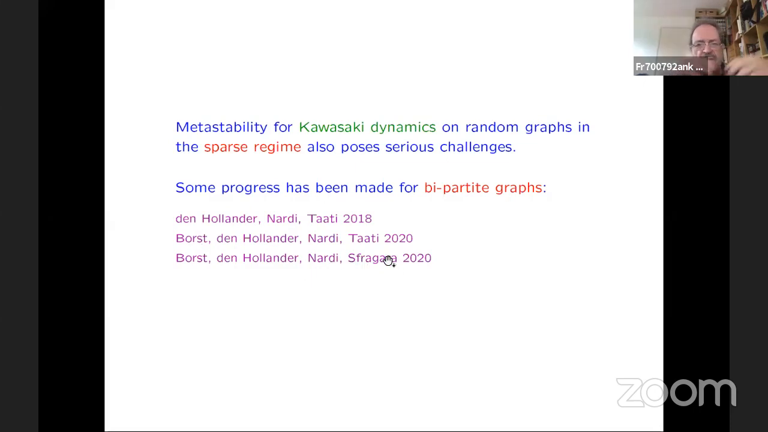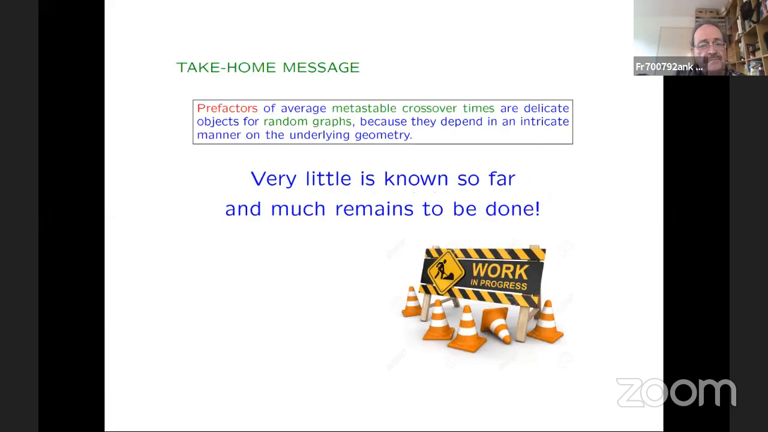This is also an interesting thing where we are beginning to eat our way into this topic, but it is in general quite challenging to really compute the fine details of what is going on.